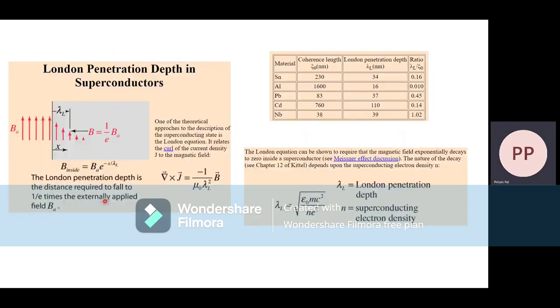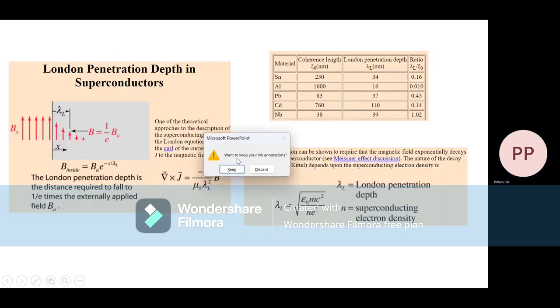Now I'll explain what is the London penetration depth in the superconductor. There are some questions in the assignments associated with the London penetration length. Here I can just give you some example formulas, not more than that, because I am not supposed to discuss all the questions given in the assignments. So this is very simple if you just go through it.